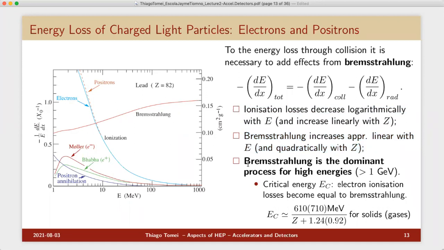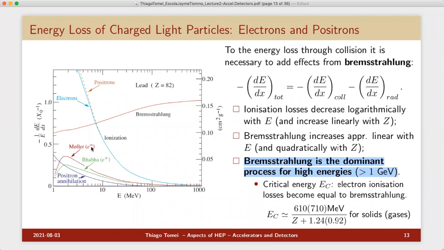So when you run all the numbers, it turns out that for high energies, and high energy with respect to what? With respect to the mass of the particle that is undergoing energy loss, bremsstrahlung becomes the dominant process. And you can see here the two plots. Bremsstrahlung goes like this in red, ionization goes like this in blue.